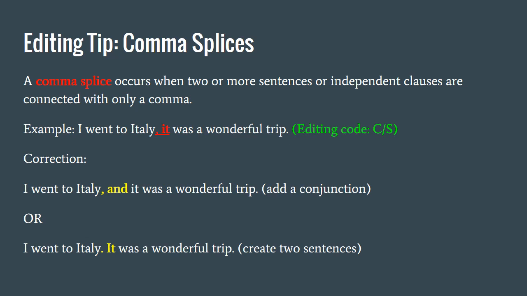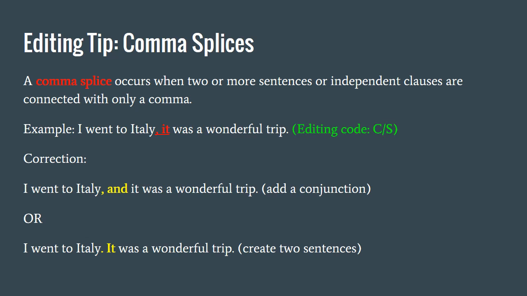Okay, another editing tip, comma splices. These need to be on your radar. A comma splice. Think comma splice, like there is a comma. So the name is very similar to what it is. A comma splice occurs when two or more sentences or independent clauses are connected with only a comma. Okay, there's no coordinating conjunction here. It's just a comma. So that is wrong.